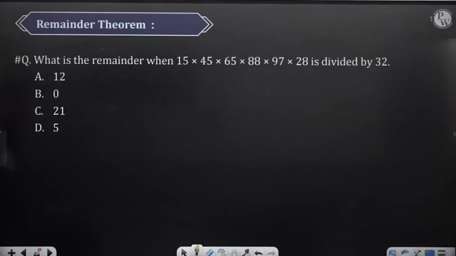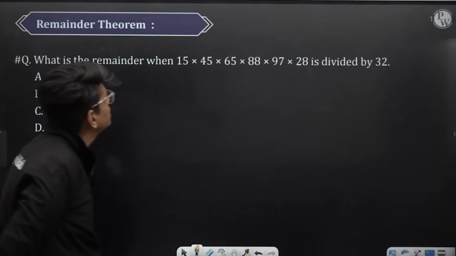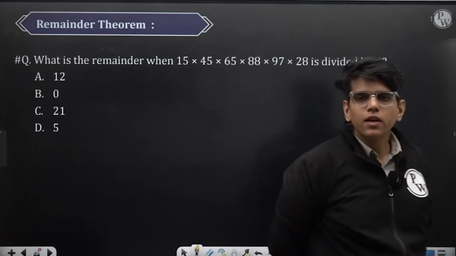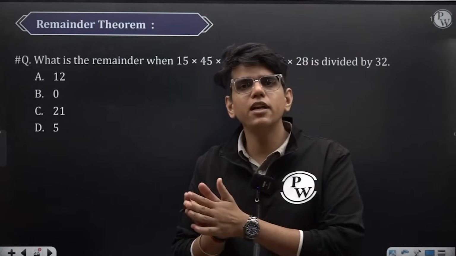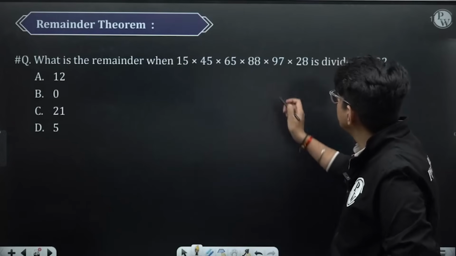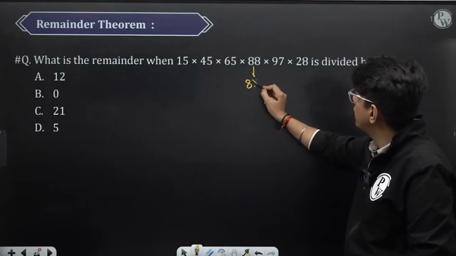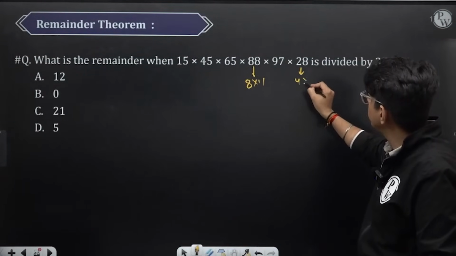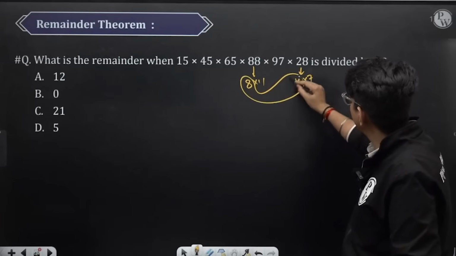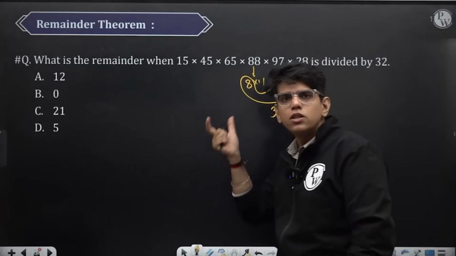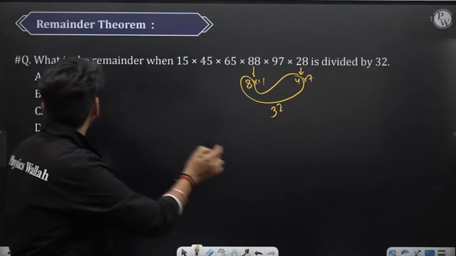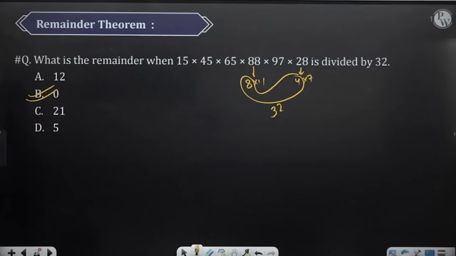Next, what is the remainder when this multiplication is divided by 32? Now, if a multiplication is completely divisible by a number, then the remainder will be 0. So in this case, you see this can be written as 8 into 11 and this can be written as 4 into 7. If I combine 8 and 4, this whole thing will give you a multiple of 32. The whole thing is divisible by 32. So the remainder will be 0 in this case. When the multiplication is completely divisible by 32, then the remainder is 0.